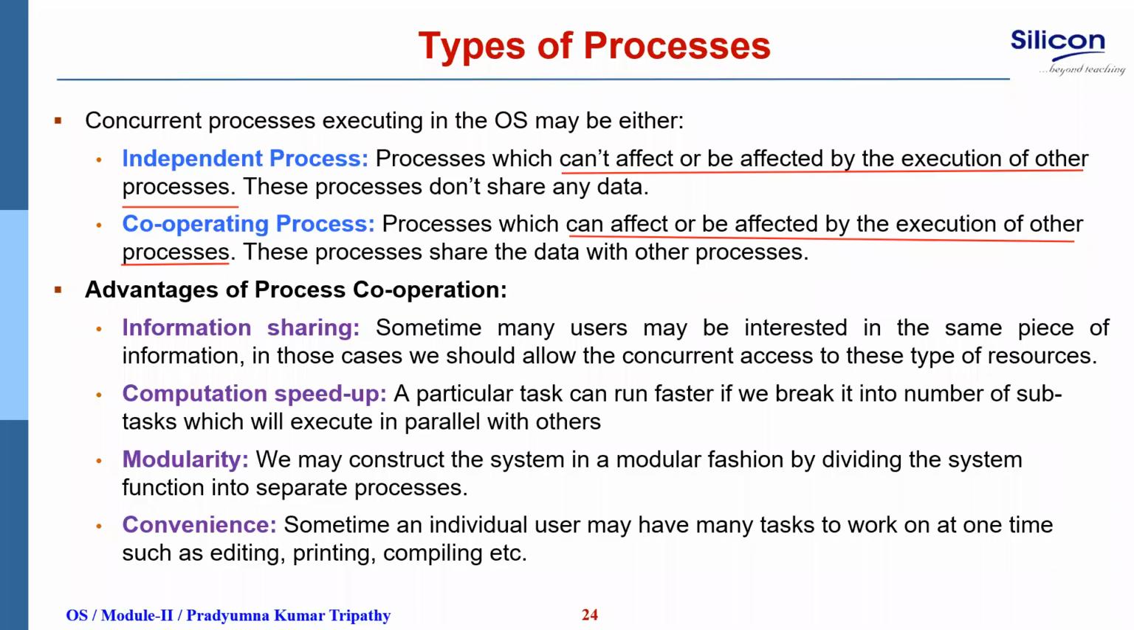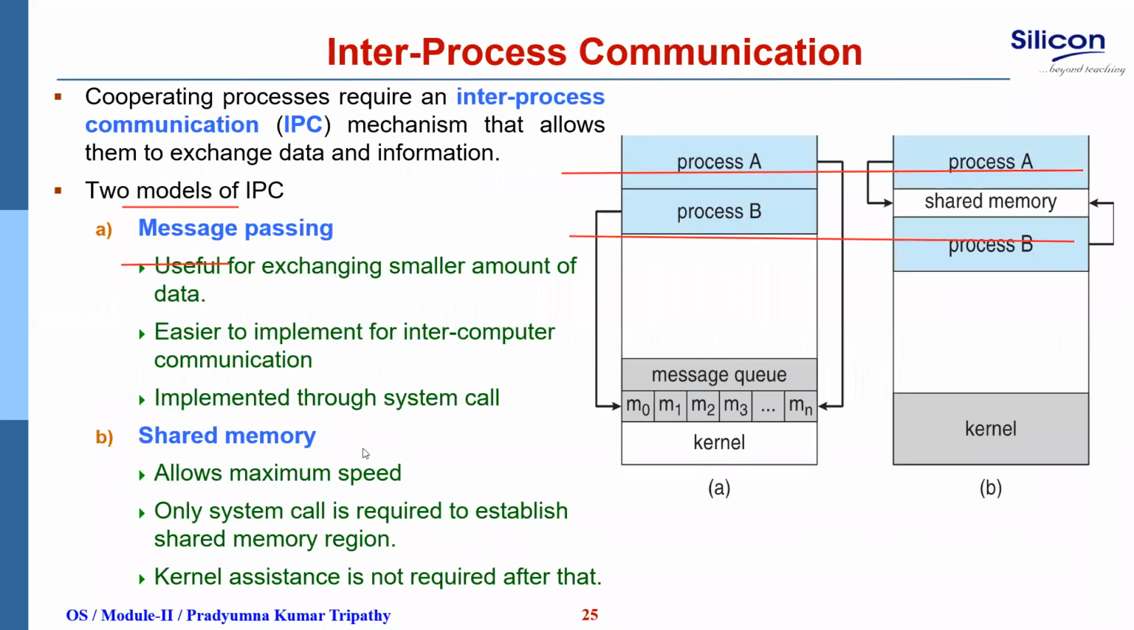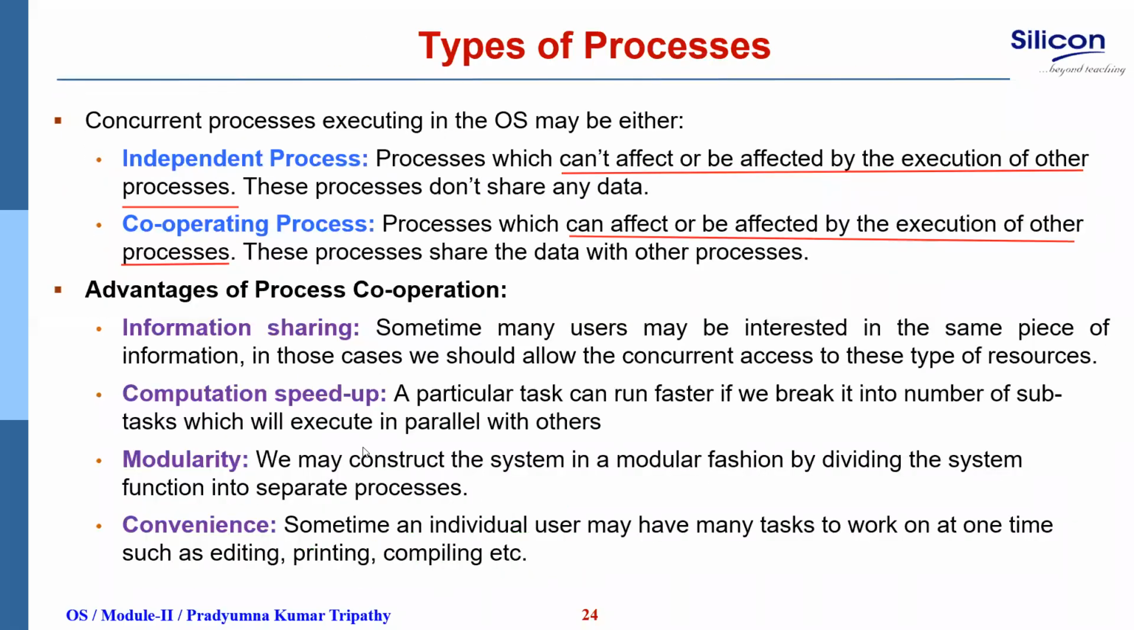When it is a cooperating process, we have to take care of many things: how information among the processes can be passed, and if it is being modified, how it can be maintained. So there are several things that have to be done, and we'll be discussing those again, how cooperation among the processes or information sharing can be done.